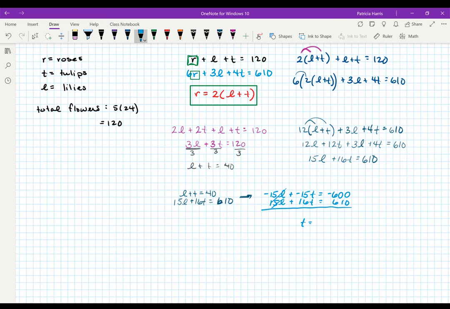So I have tulips. I have 10 tulips. I'm going to need to order 10 tulips. Now, since I know my tulips are 10, I can say my lilies are going to be L plus 10 is equal to 40. So the number of lilies that I have is 30.